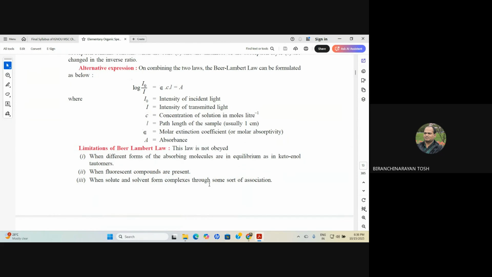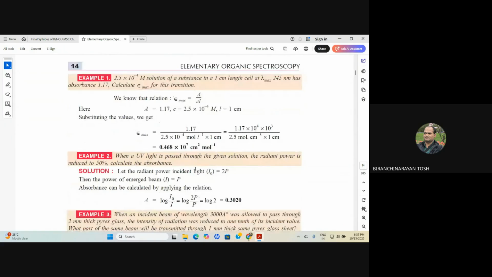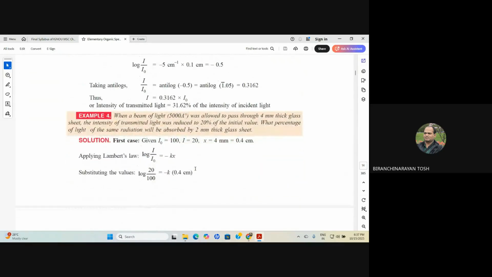So if it forms a complex, then the color will change. This is one example. You can just visualize that one. If you dissolve anhydrous copper sulfate in any other anhydrous polar solvent, it will not give blue color. It will be colorless. But when you dissolve it in water, it will give blue color. So that is due to the formation of complex. Then this law is not applicable. So these are the two laws which govern UV visible spectroscopy. Then there are some problems that you can go through.